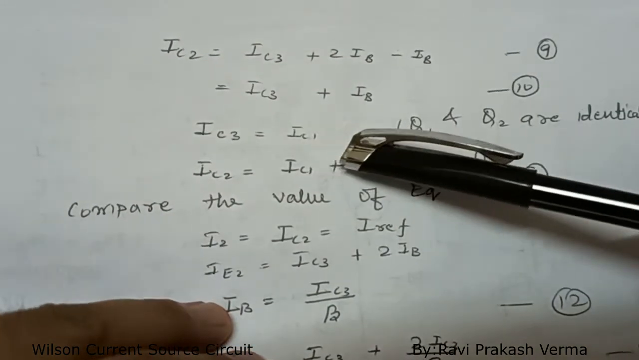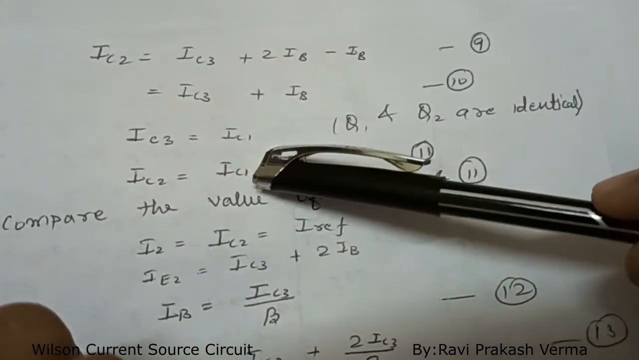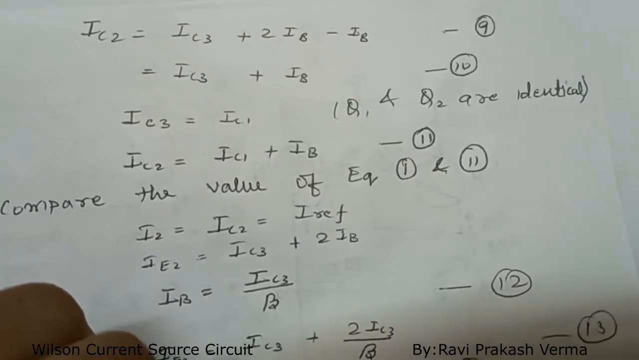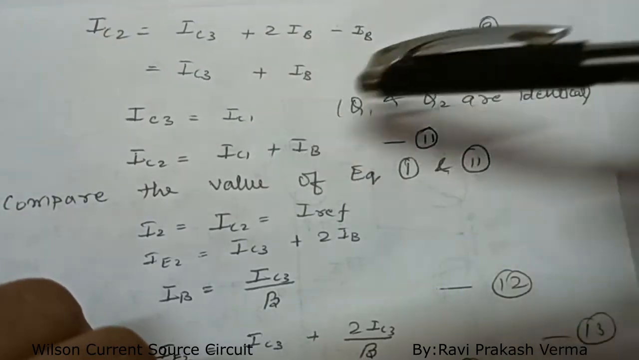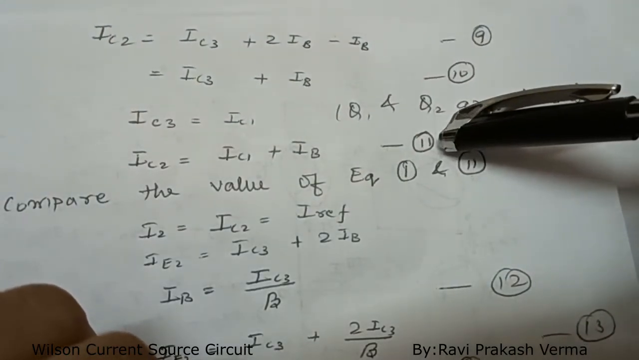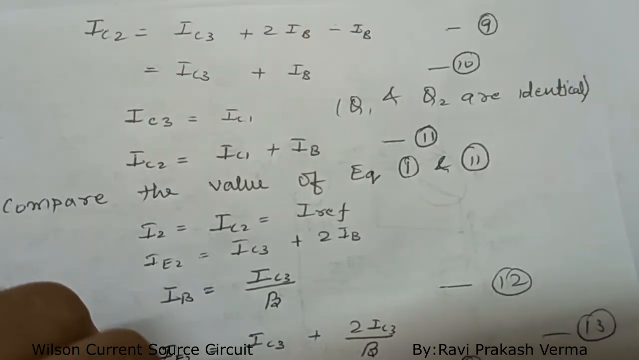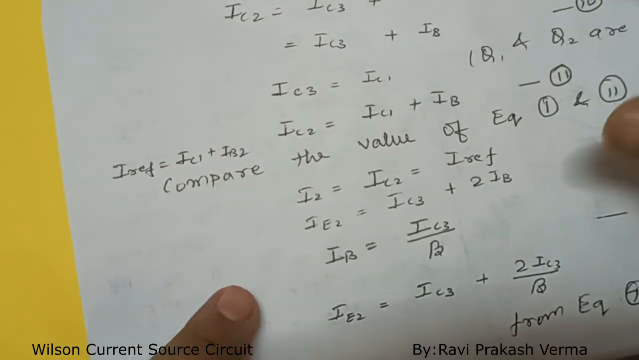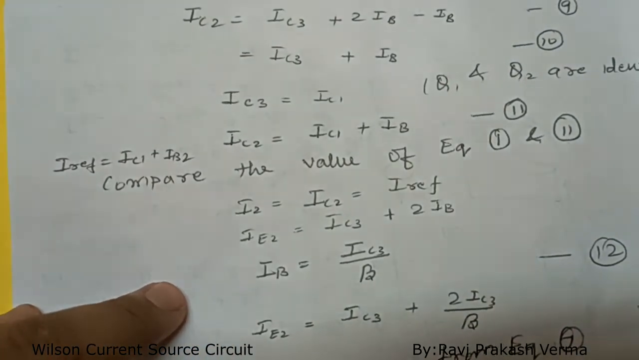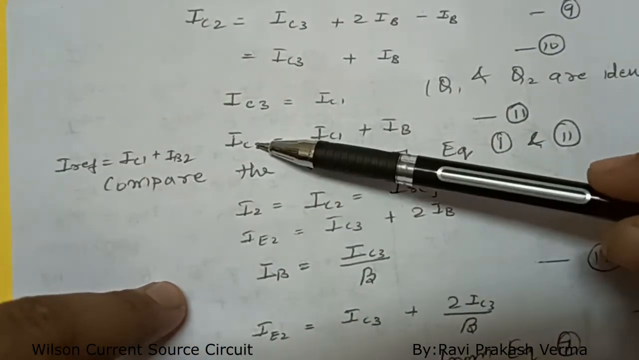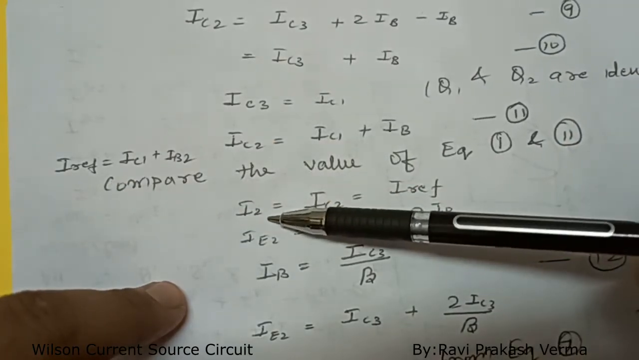We also know that the Q1 and Q3 transistors are identical, so IC3 is equal to IC1. So in equation number 10, we replace the value of IC3 with IC1, giving equation number 11. Now comparing equation number 1 and equation number 11, we can say that IC2 is equal to I reference, and it is also the current I2.